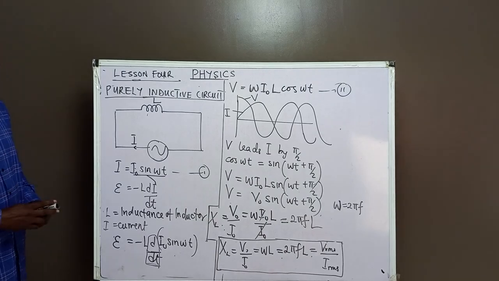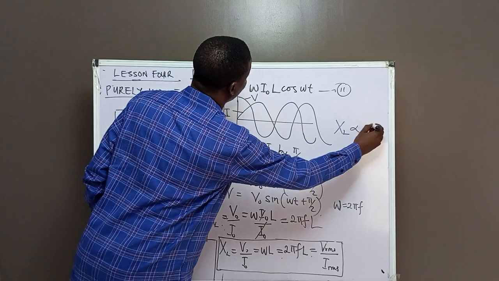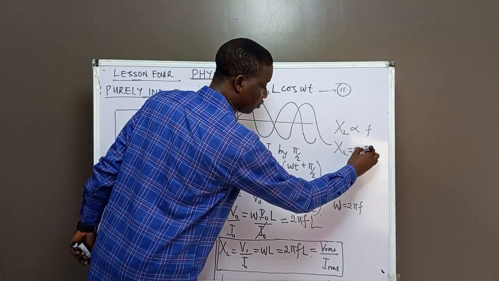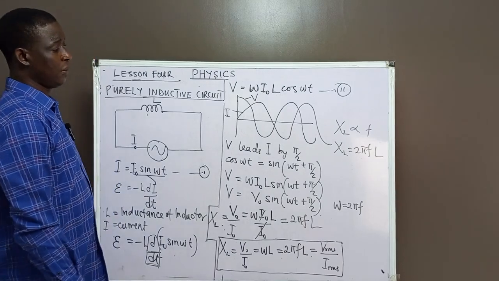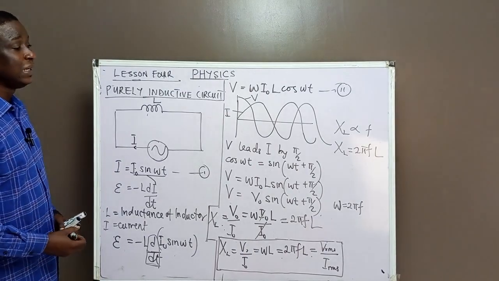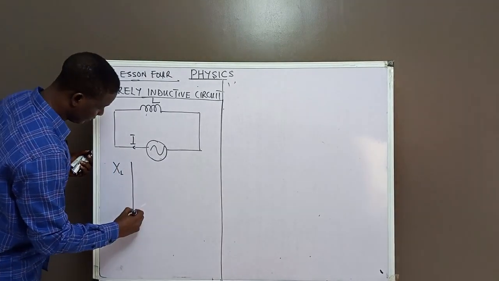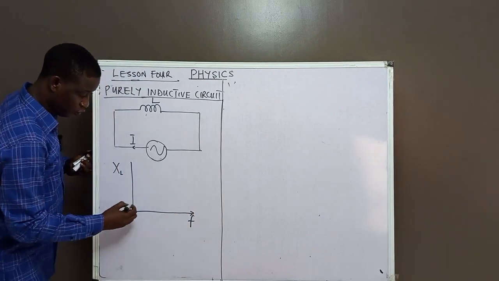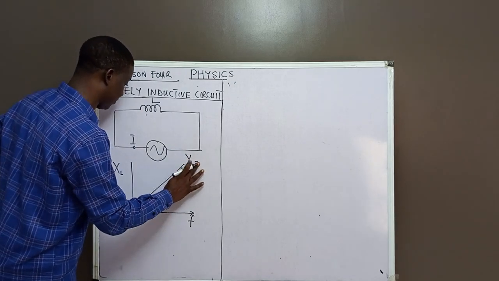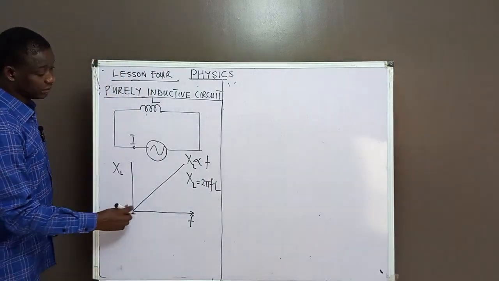Now, what can we conclude so far? From the relationship, we know that XL is proportional to frequency. You can see from the formula, I don't need to talk too much on that. That is 2 pi FL. Then what will be the graph? Let's plot the graph of XL against frequency. It will be a straight line graph, knowing fully well that XL is proportional to frequency. And if you check from the formula, it's 2 pi FL.